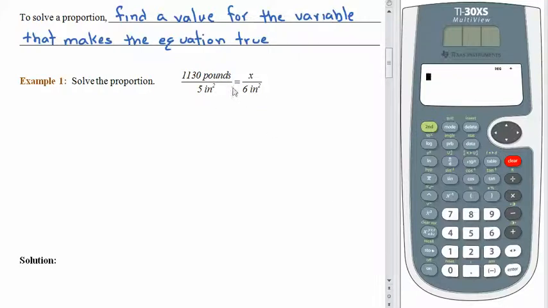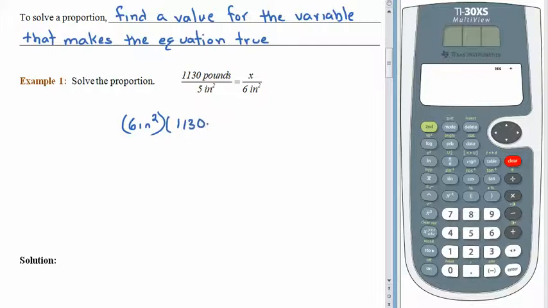So here we have one fraction equal to another, and you know that in order to isolate x, which is being divided by 6 square inches, we would multiply both sides of the equation by 6 square inches. Since we have fractions involved, that multiplication, of course, happens up in the numerator. So we have 6 square inches multiplied by that 1,130 pounds, all divided by 5 square inches.